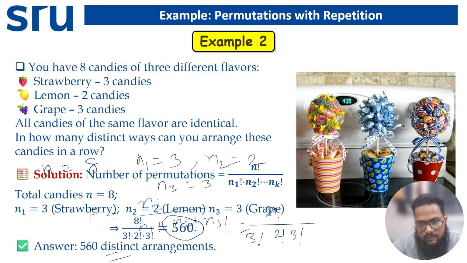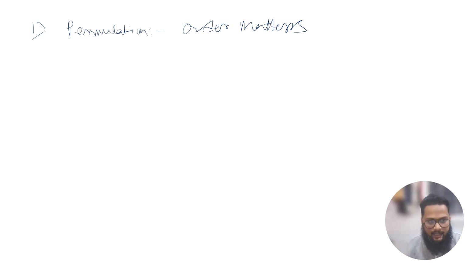So this is the formula for the problems of permutation with repetition. Please try to understand. First, what you have to remember is where you are using permutation. You are going to use permutation when order matters, right? And you have without repetition and with repetition.